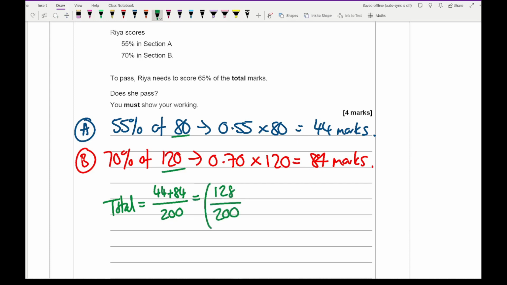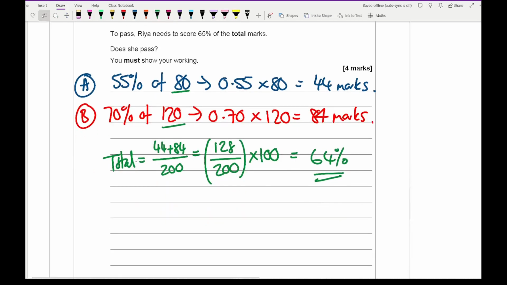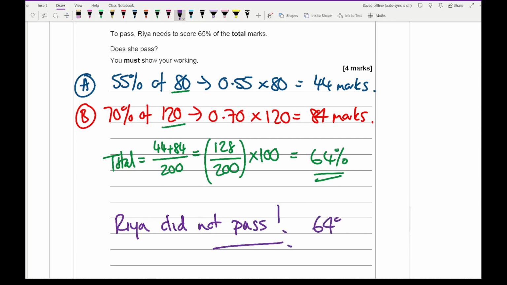I then want to convert this into a percentage. So if I times that by 100, I get an answer of 64%. So did she pass? Well, she needed 65%. So unfortunately, Ria did not pass. She missed out by 1%. And again, the reason for that is because 64% is less than 65%.